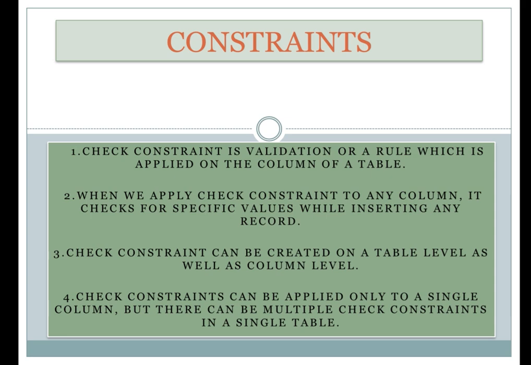A check constraint can be created at the table level as well as the column level. A check constraint can be applied only to a single column, but there can be multiple check constraints in a single table. This is our main point: a check constraint can be applied only to a single column, but there can be multiple check constraints in a single table.